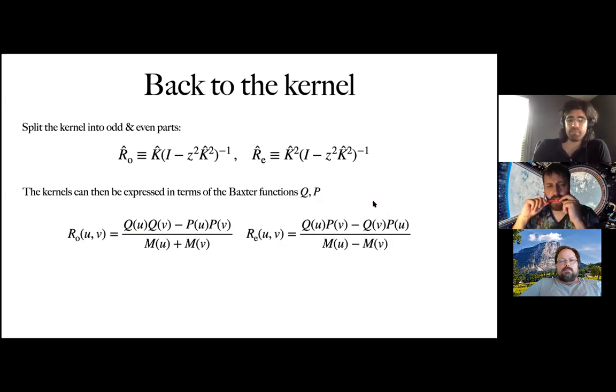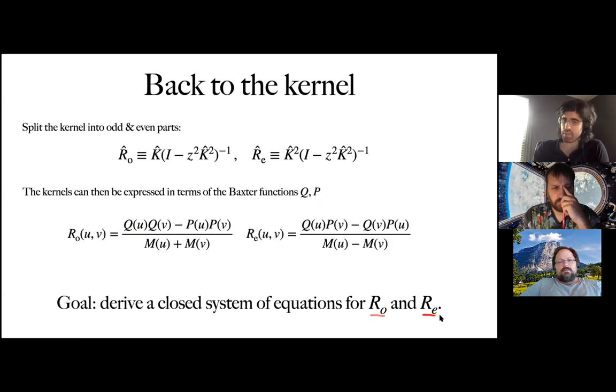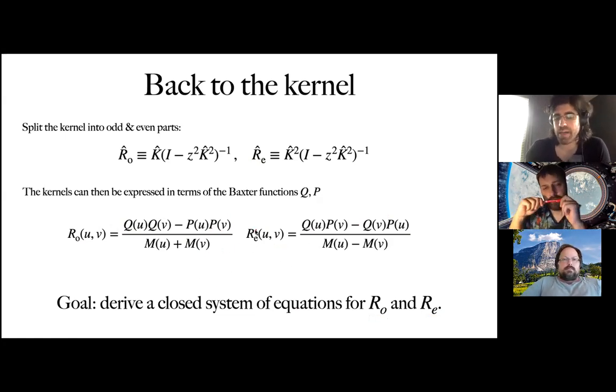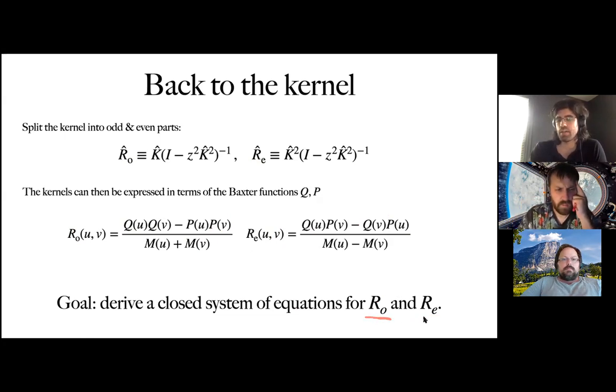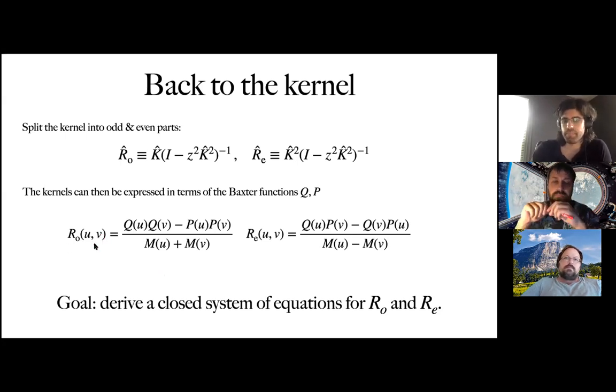Now the goal will be to derive a closed system of equations for R_O and R_E, because that's what I want. Perhaps using the Baxter relation and these definitions, I might have to massage things in such a way as to obtain a closed system of equations only involving R_O and R_E. They are actually functions of three variables, U, V, and Z. There should be another variable, but it's implicit. Z will be set to one in the end. The logic is that I put arbitrary powers of the kernel, and then I can set Z to one, because once I know the powers of K, I can obtain each term in the expansion of the Fredholm determinant.